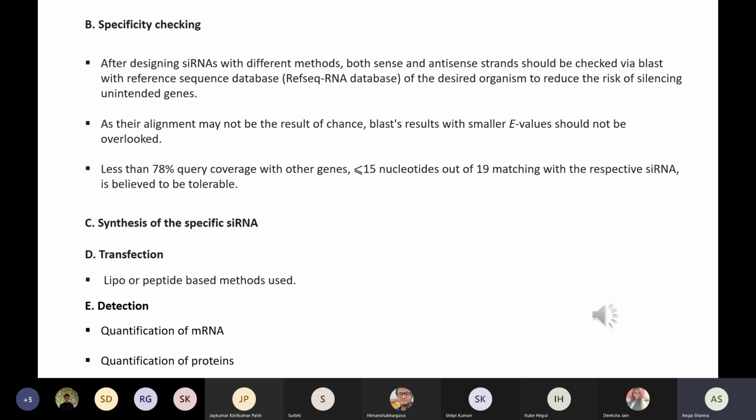Then siRNAs are synthesized, and for transfection, lipo and peptide based methods are used. Then detection: once it is delivered into the cells, quantification of the mRNA and protein level of the target gene is very necessary to analyze whether the siRNA is actually silencing that particular gene or not.